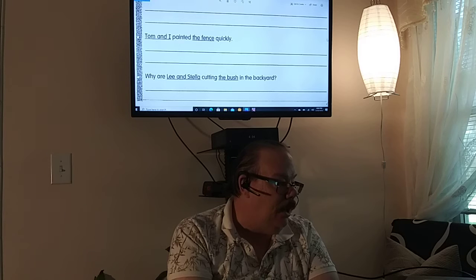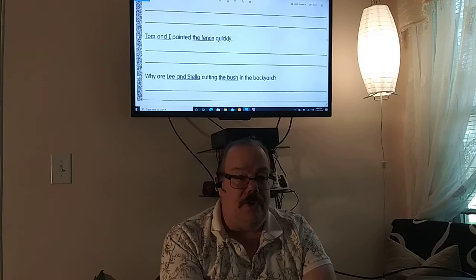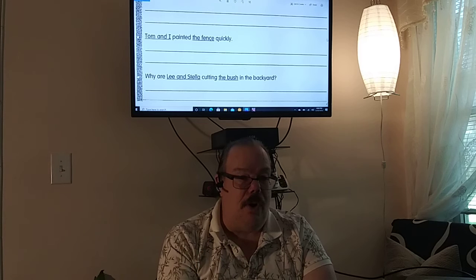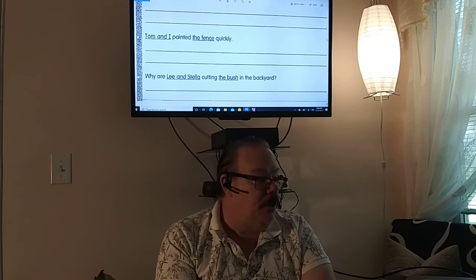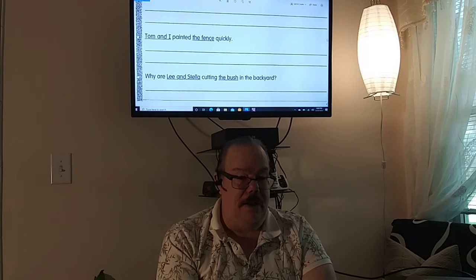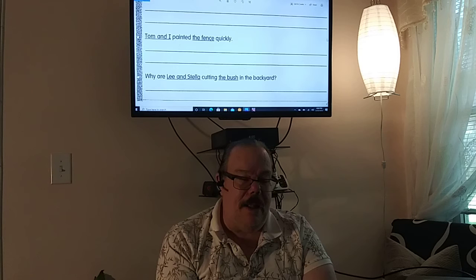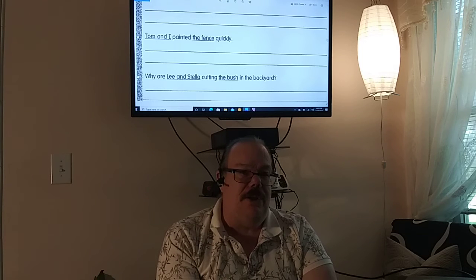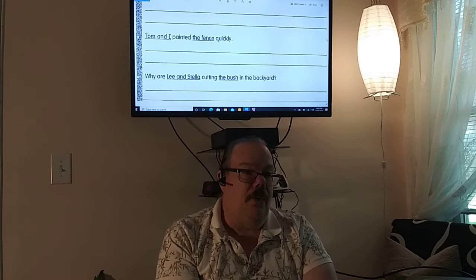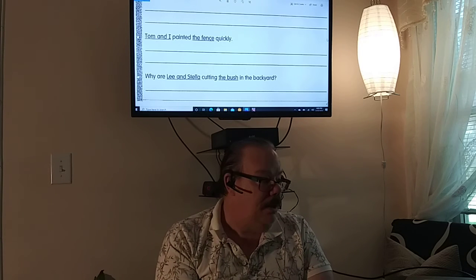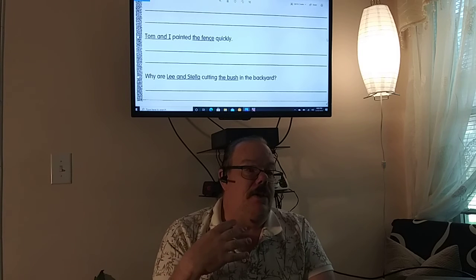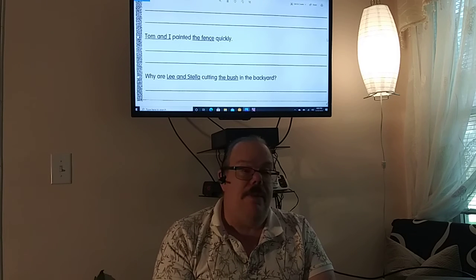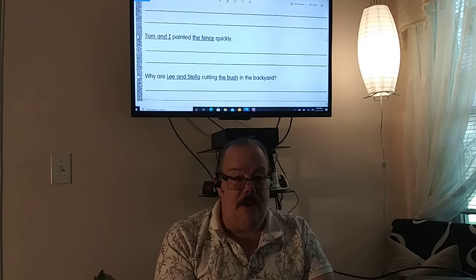Why are Lee and Stella cutting the bush in the backyard? So Lee and Stella, two people, most likely two girls. Doesn't matter because it would still be they. Okay, now pay attention here because you're thinking are would be the verb. No. When they're asking a question, you have to go to the next verb. So the subject actually starts with Lee. Okay. Then you would have cutting, which is the verb, and then the bush would be it. So why are they cutting it in the backyard?